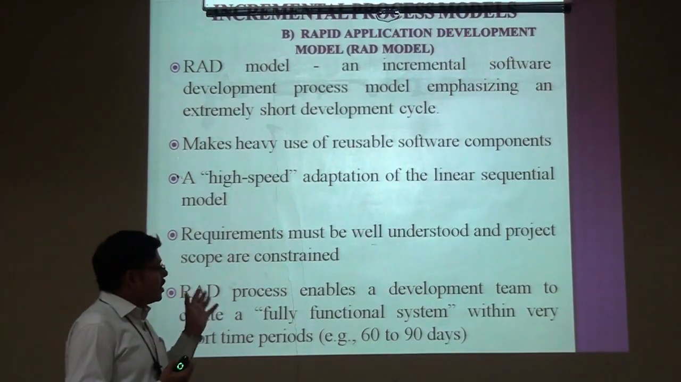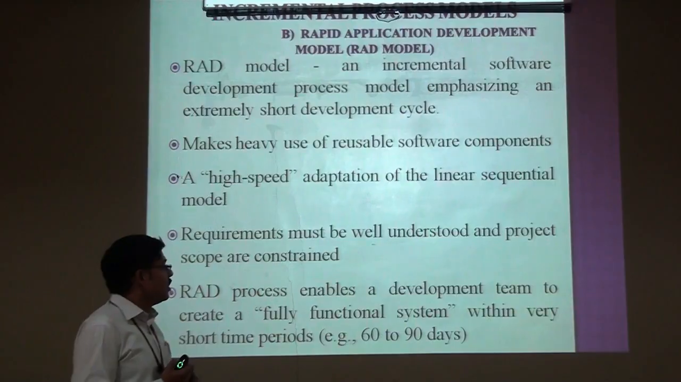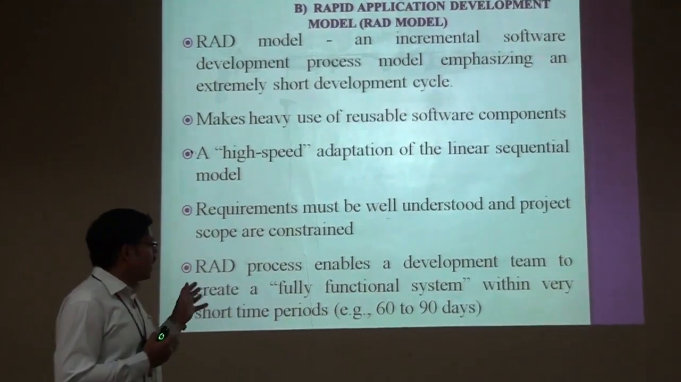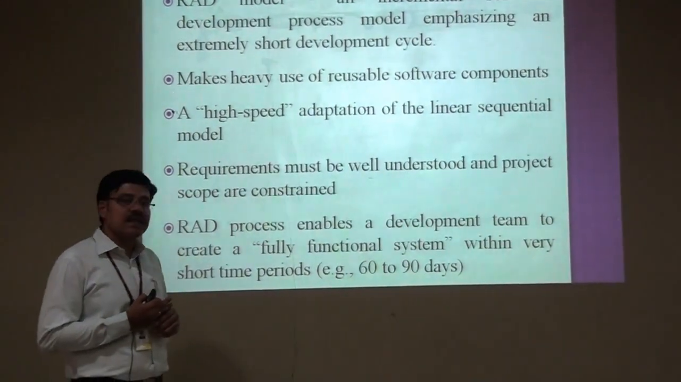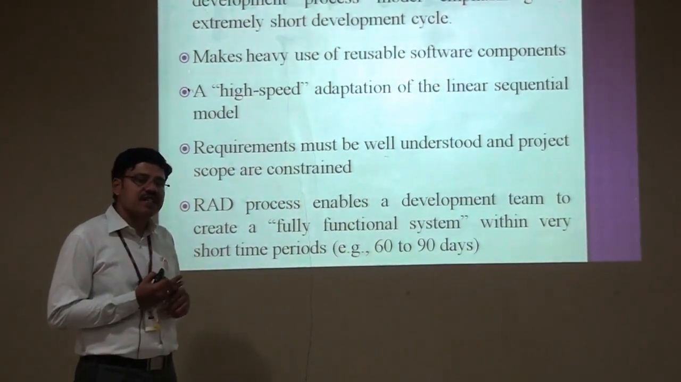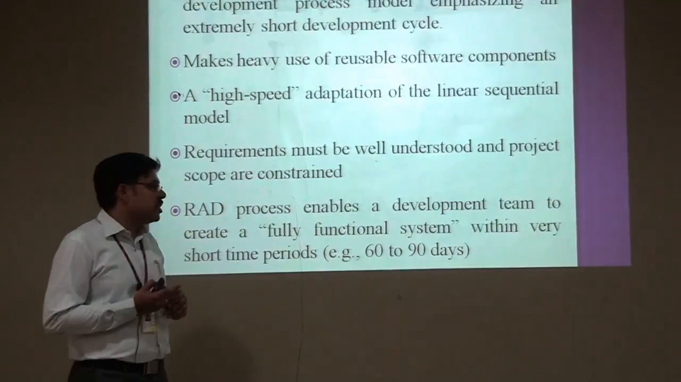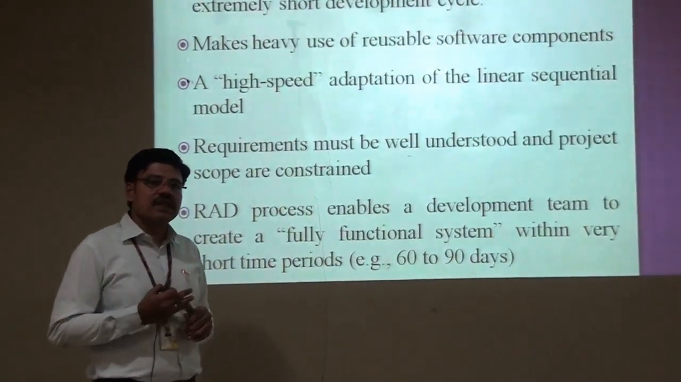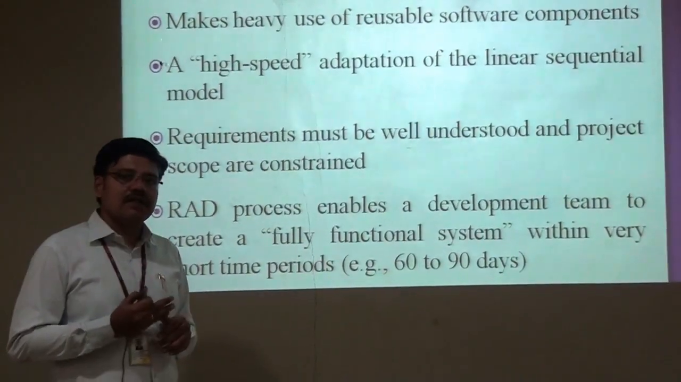The requirements must be well understood here, and the project scope must be constrained in the initial stage itself, like the waterfall model or incremental process model. The rapid application development process enables the development team to implement a fully functional system within 30, 60 to 90 days of the software development process. So within 3 months we can come out with a fully functional system.